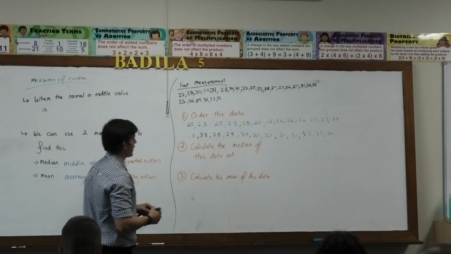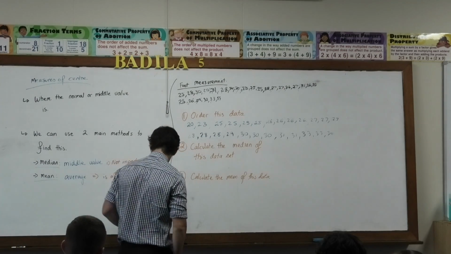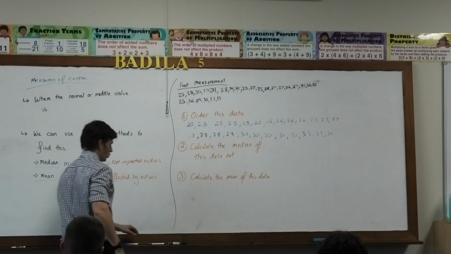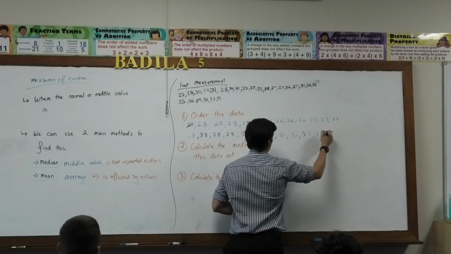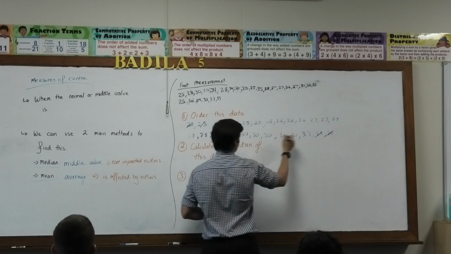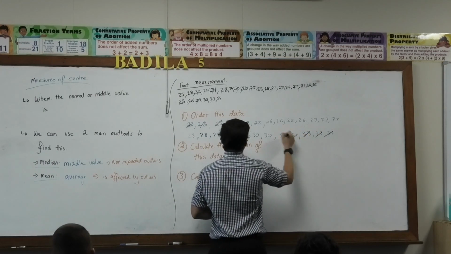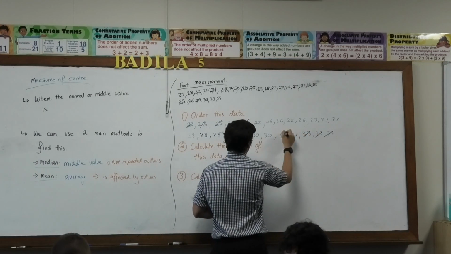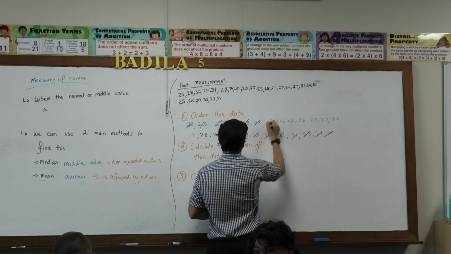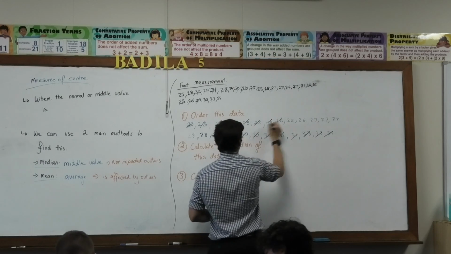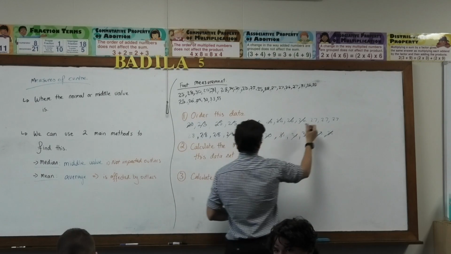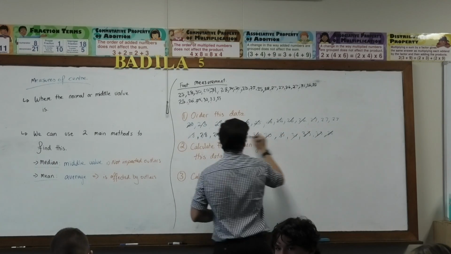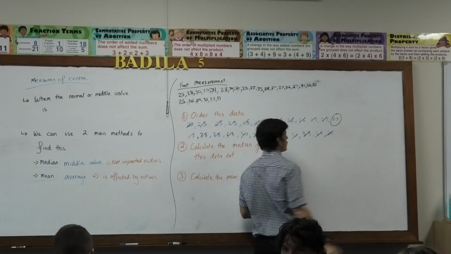So if I was to calculate the median, and again, if I'm a little bit unsure, what I do is I just work my way in like so. 28. My median is 27.